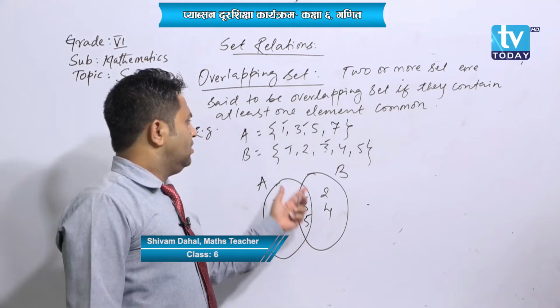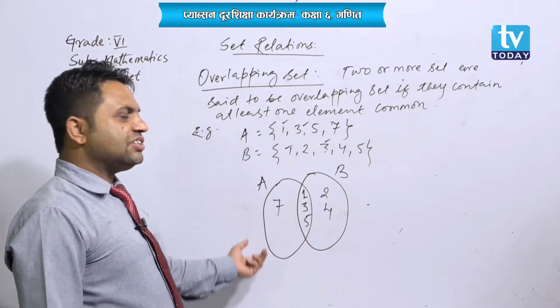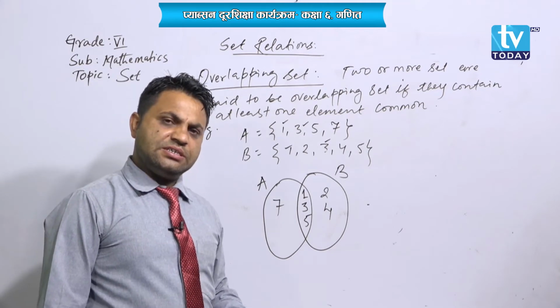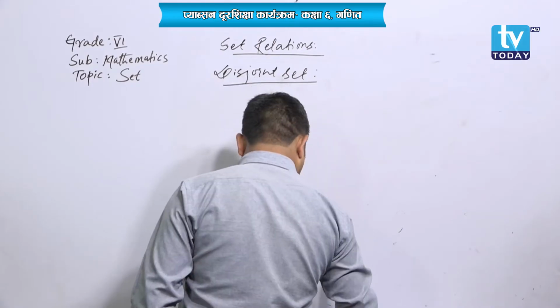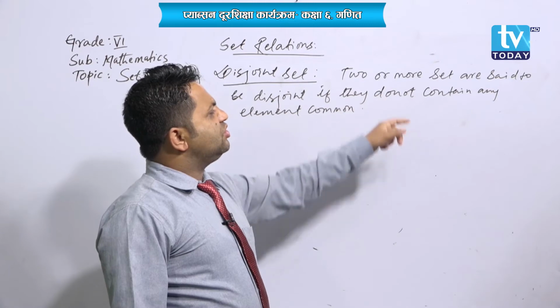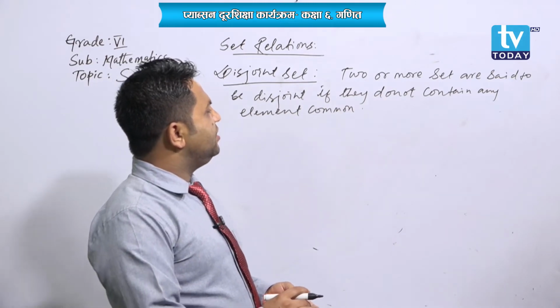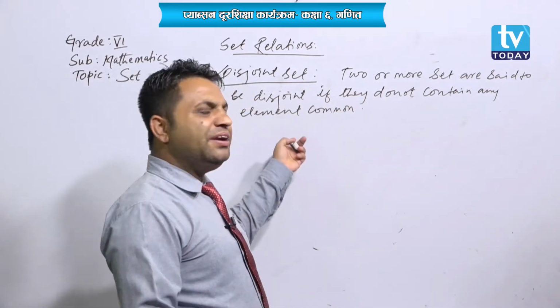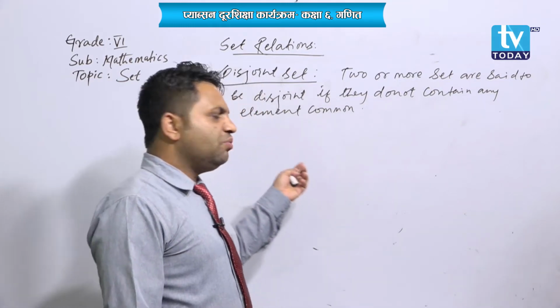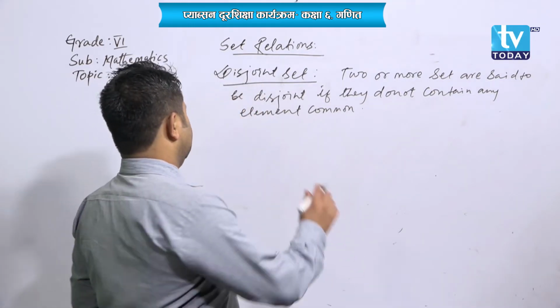Is that clear? So this type of set is called overlapping set. Now, disjoint set. Two or more sets are said to be disjoint if they do not contain any element common. There won't be any element common.